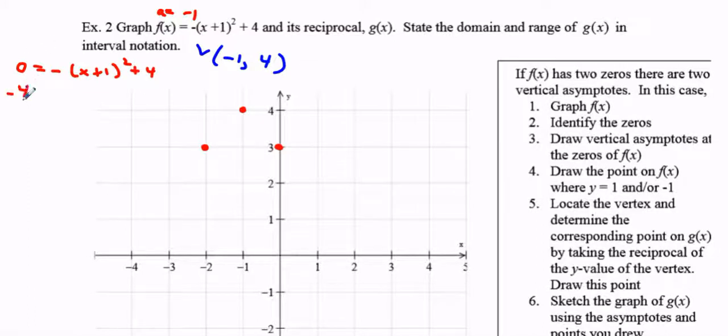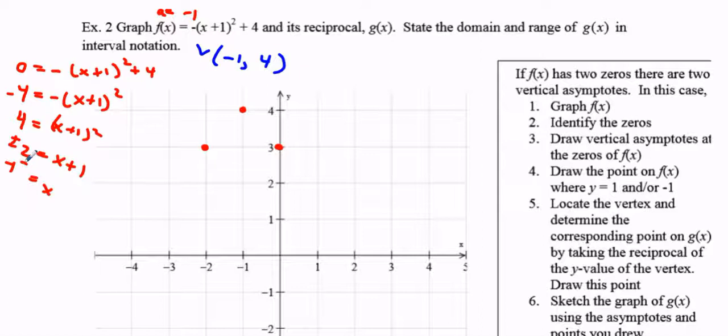But I'm going to try this and see if this works out nicely, because I really would like the zeros identified here. Sometimes you can't get a nice value, and you can just estimate as best you can. So we'll get here 4 is equal to x plus 1 all squared. Taking the square root of both sides, we get plus or minus 2 equals x plus 1. So x is equal to negative 1 plus or minus 2. So x is equal to negative 1 plus 2, which is 1. And x equals negative 1 minus 2, which is negative 3.